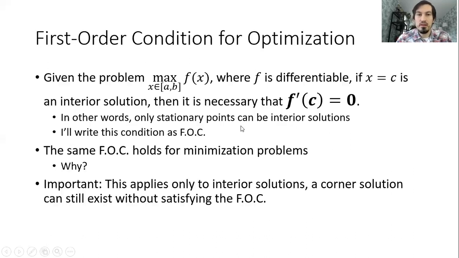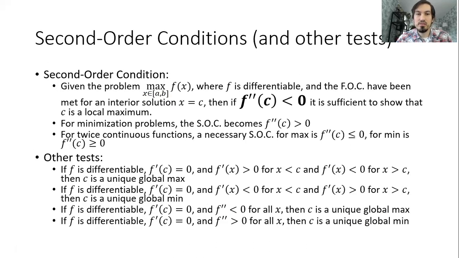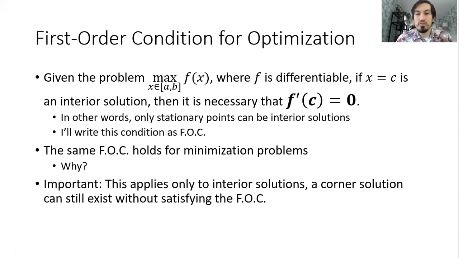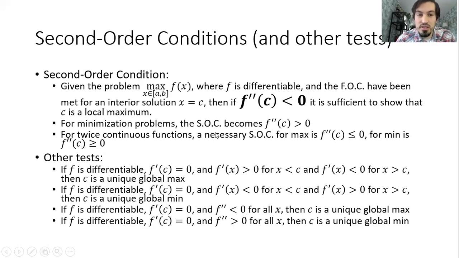Okay. How do you solve a problem like this? Well, use the first order condition, which is that f prime of c is equal to 0. You're searching for something c where f prime of c is equal to 0. That was called the first order condition. And then the second order condition depends on whether you're maximizing or minimizing, but if you're maximizing, f double prime of c should be less than 0, and flipped if you're minimizing. So let's get some examples of that.